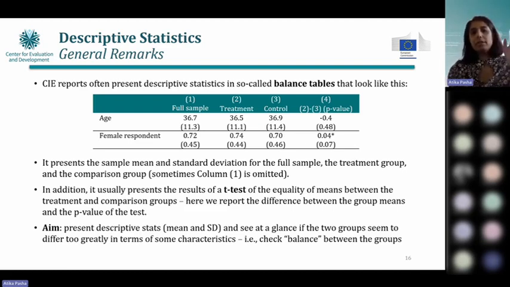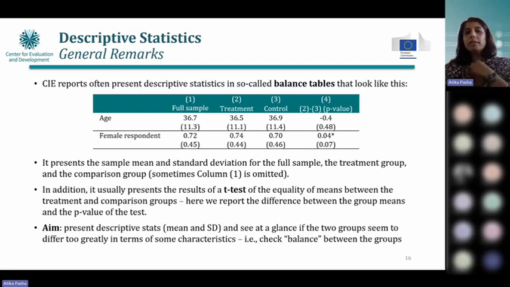So our null hypothesis is: is there a difference in age between the two groups? There is none, and we cannot reject the null hypothesis. The second column, however, is the difference in the share of female respondents in the treated and control group, right?